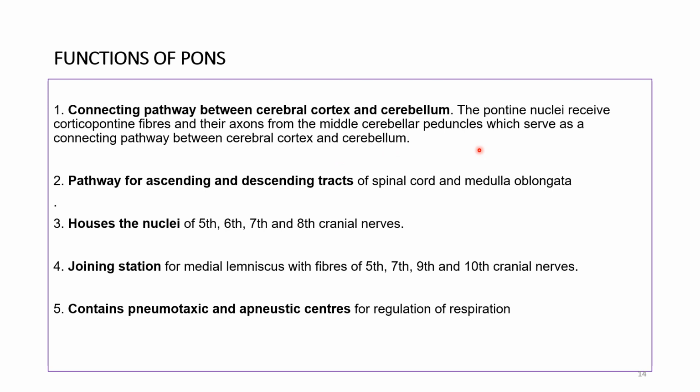So, the pontine nuclei receive corticopontine fibers. Then, from the pons to the cerebellum, pontocerebellar fibers will be going through the middle cerebellar peduncles. The second function is a pathway for the ascending and descending tracts of the spinal cord and medulla oblongata. Then it houses the nuclei of the 5th, 6th, 7th and 8th cranial nerves.